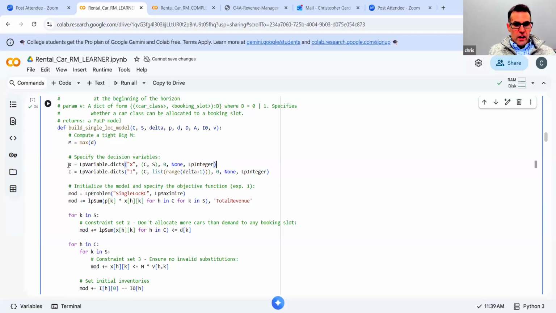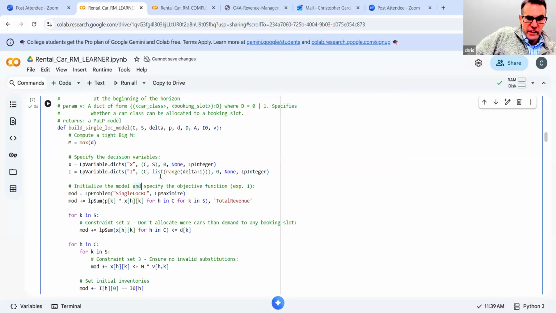So we're going to make our variables using LpVariable.dicts. This is going to create a dictionary of variables, in this case called X. Okay, and you can see it's going to be indexed over car classes C and booking slots S. It's going to have a minimum value of 0, and no maximum value. And we're specifying that this has to be an integer. Okay, and then our variable I is also going to be a dictionary as well.